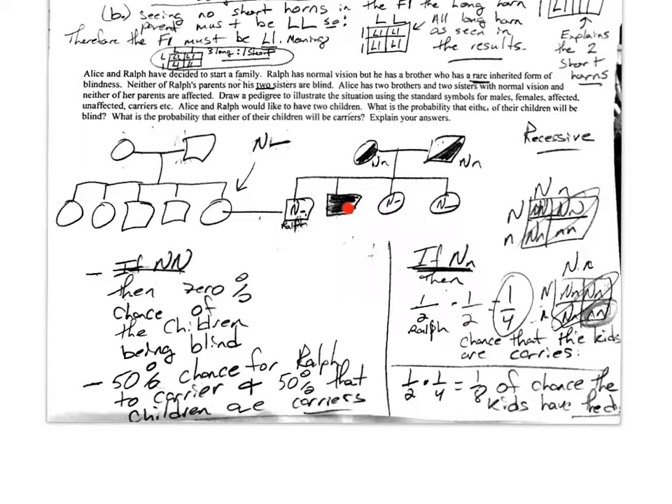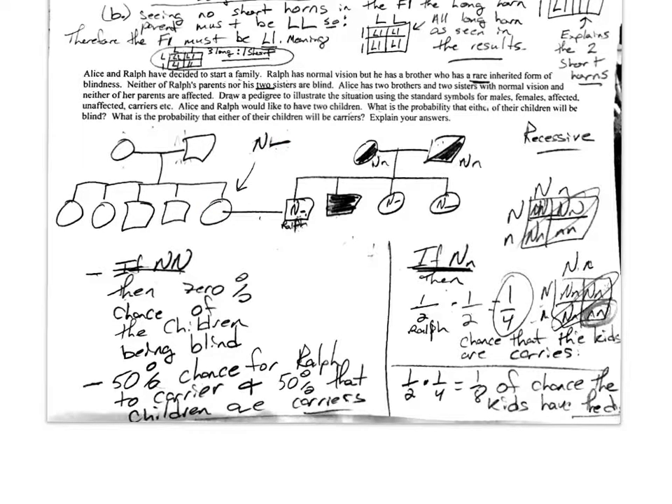No, there are dominant forms of blindness. So Alice has two brothers and two sisters with normal vision. So two brothers and two sisters. This is Alice, normal vision, and neither of her parents are affected. Draw a pedigree to illustrate this. Okay, so this is the pedigree. Do you see that? All we know is that she's normal.